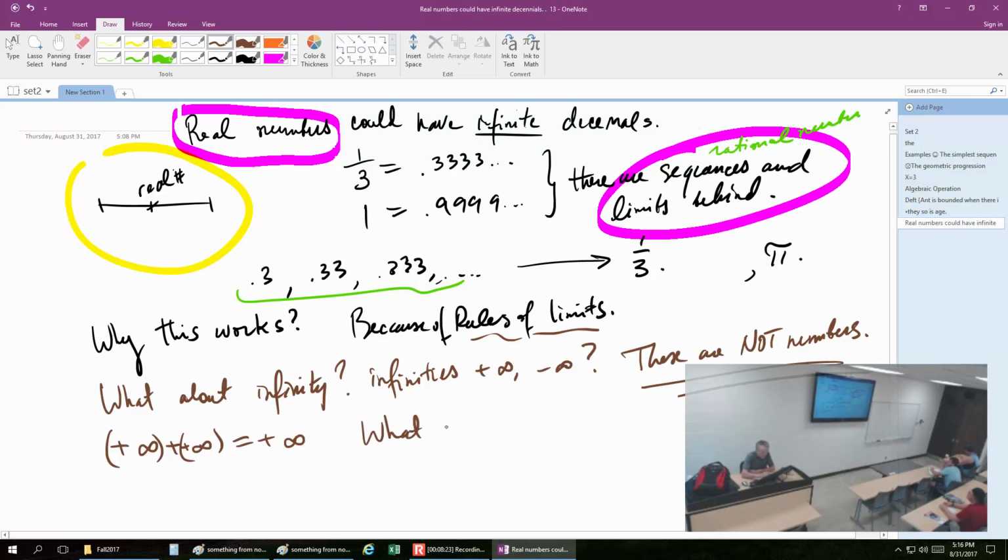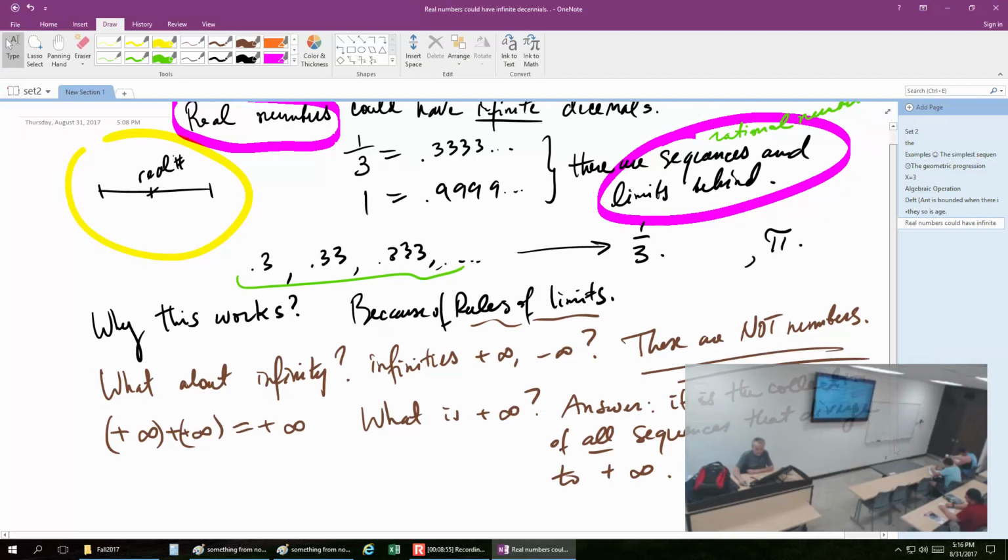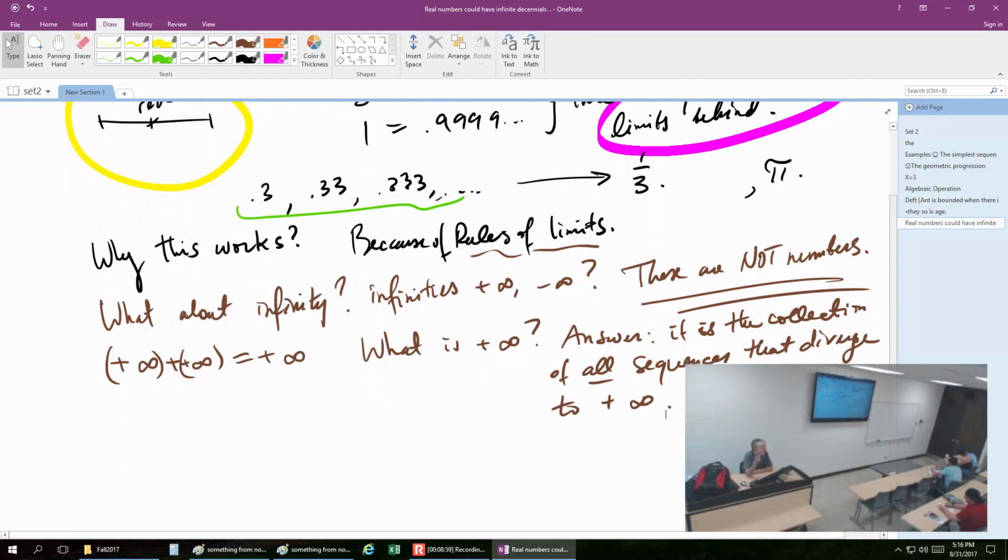So what is plus infinity? And then this analysis we just carried out helps. This is how you could try to answer the question. It is the collection of all sequences that diverge to plus infinity. Okay, a very fancy explanation, but it will allow us to do some algebra with infinity, and that is a big shortcut. Being able to do at least some algebra with infinities, if we treat them correctly.